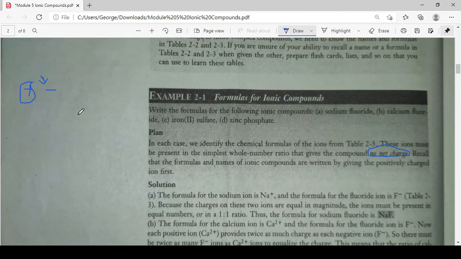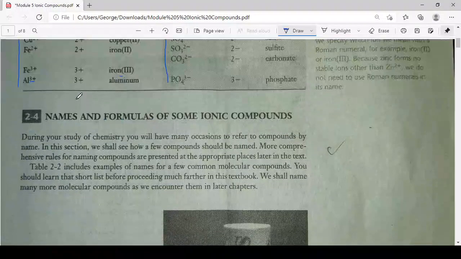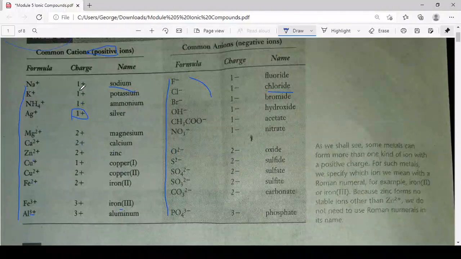So first, kids, let us answer sodium fluoride. How do you write your sodium fluoride, kids? For our sodium, let us look at your table 2.3. Its formula is Na+. Its charge is 1 plus, for sodium. And your fluoride, how do we write that, kids? The letter F is the formula of fluoride. And it has a net charge of 1 negative.